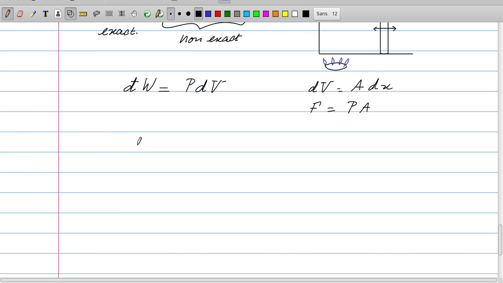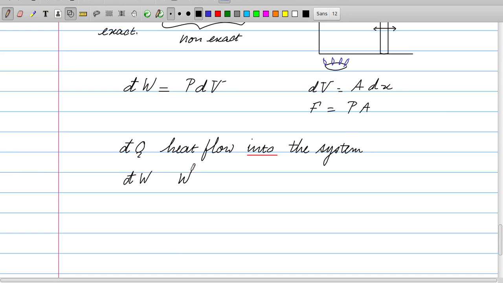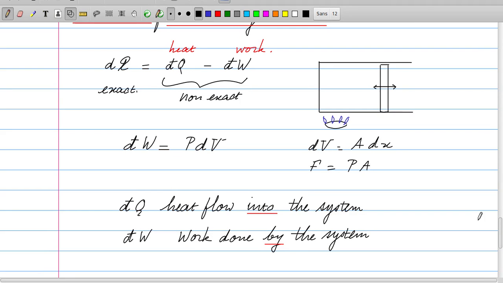Now I should say something about the signs. So dq, that is the heat flow into the system. And dW is the work done by the system. In fact, this fixes the sign of the two quantities, the sign with which they appear in the first law, and sometimes people use different definitions. For example, for dW they use the work done on the system, and then this minus sign switches into a plus sign, so it's just a convention.